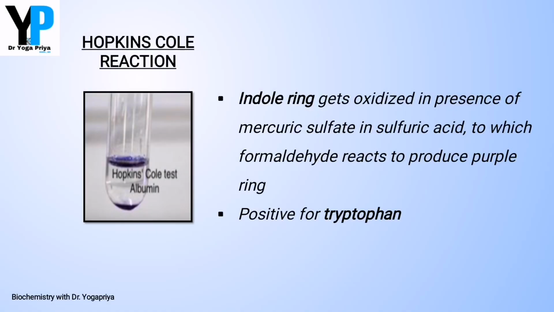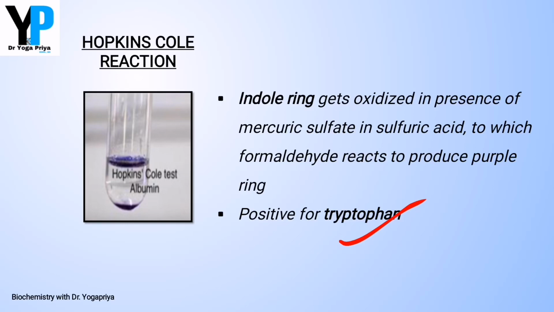The next test is the Hopkins-Cole test, or otherwise called the aldehyde reaction. This reaction is specific for tryptophan, which is the indole group containing amino acid. The reagents which we are adding in this test: we take 1 ml of protein solution, and then formaldehyde, mercuric sulfate and sulfuric acid, and we add concentrated sulfuric acid along the sides of the test tube. All these are the reagents which we are adding.